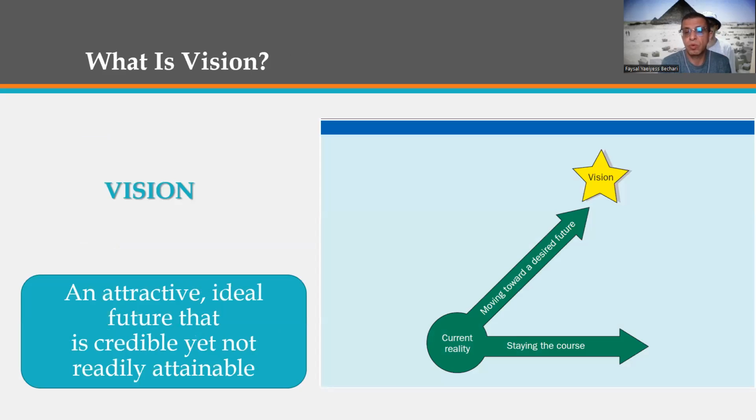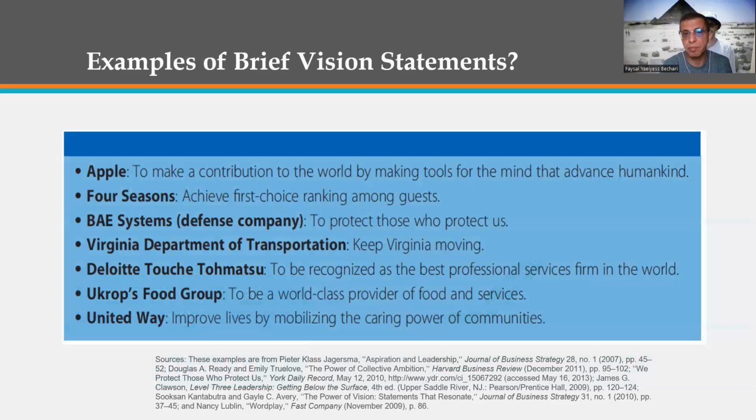Now, current reality and staying the course, while also moving forward toward a desired future, is what is called a vision. A vision is an attractive, ideal future that is credible yet readily attainable. So it has to be credible and attainable. Not attainable yet, but can be done in the future. Example of a brief vision statement: we can take a look at these.